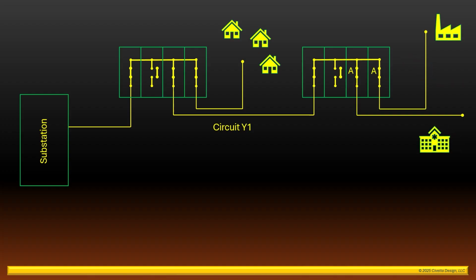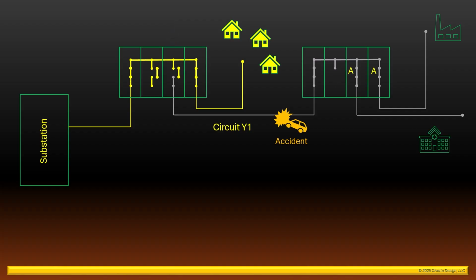Now, what if the vehicle accident occurred on this portion of the circuit? Opening the switch upstream from the accident will de-energize the affected portion of the circuit, but it would also cause the factory and the hospital to lose power. This is where a circuit tie becomes useful.